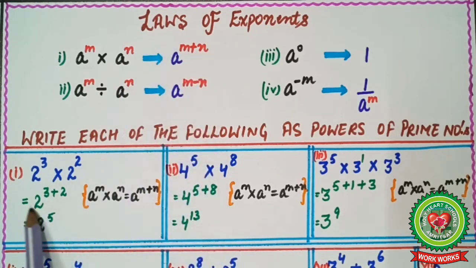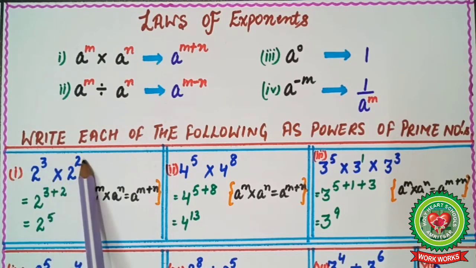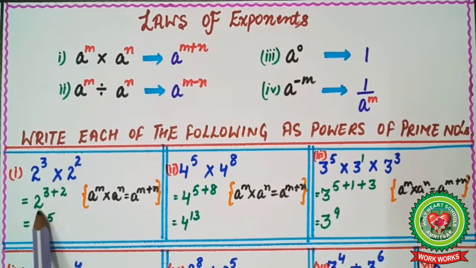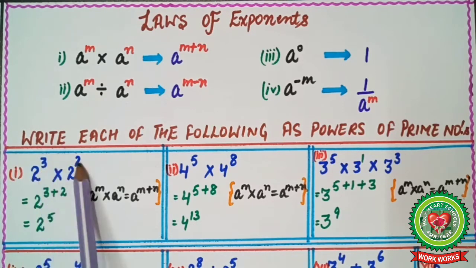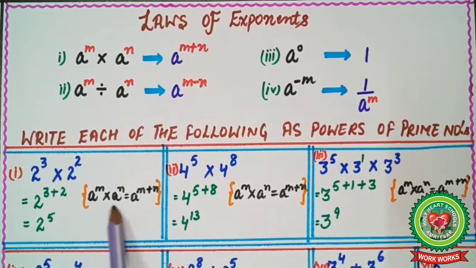So here we will do the same. The bases are the same, so their powers will be added, and we write the base only one time. So you write here 2 raised to power 3 plus 2, which is equal to 2 raised to power 5. Whichever law we use for solving, you have to write it on the right-hand side, that is, a raised to power m multiplied by a raised to power n is equal to a raised to power m plus n.